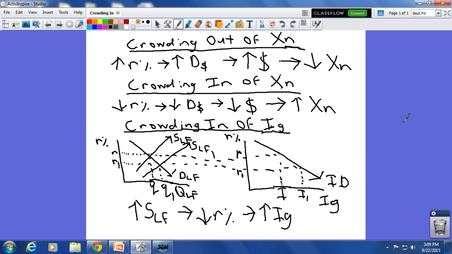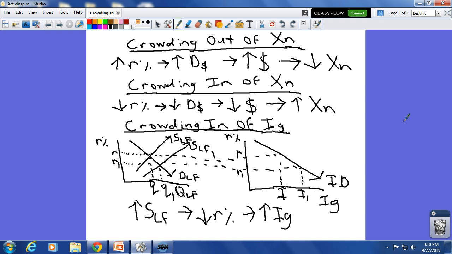due to this contractionary fiscal policy, that is going to increase the supply of loanable funds. So the supply of loanable funds is going to shift to the right, here from SLF to SLF1. You can see that on the graph, and where SLF1 meets DLF, we have our new real interest rate, R1. We have our new quantity of loanable funds, which is Q1.